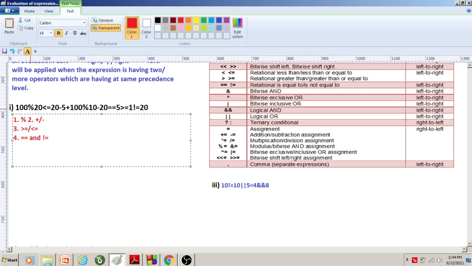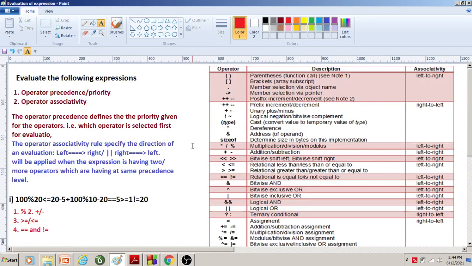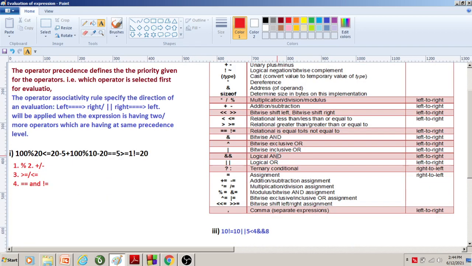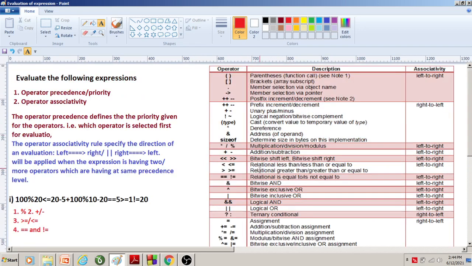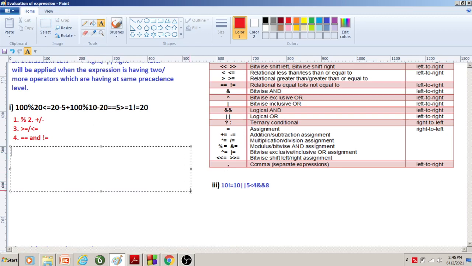So here in this expression we have the modulus operator at two places. So in which direction should we start the evaluation? Here we apply the precedence of the operator rule as well as associativity of the operators. In case of the modulus operator, the associativity is left to right. Therefore we start solving this expression from left to right.